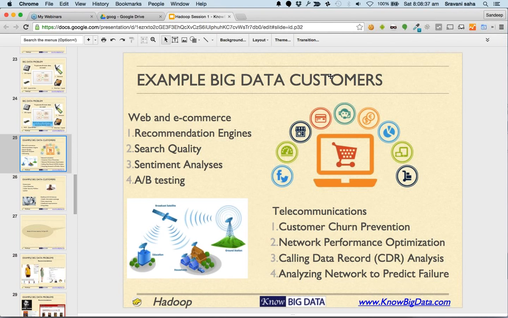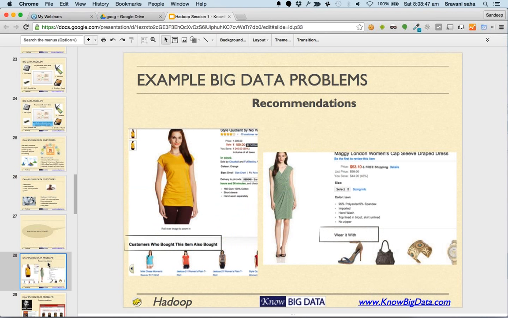Okay, here are a few of the important ones where the world started seeing the importance of big data. The first is recommendation engine. Now we'll go to recommendation engine and come back. So recommendation engine is where you want to recommend something.